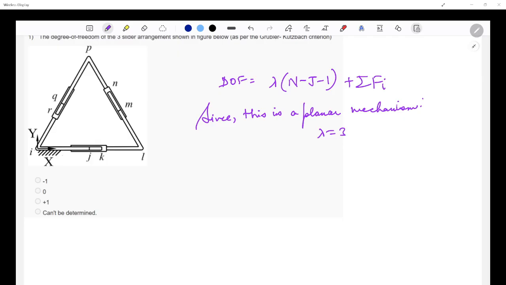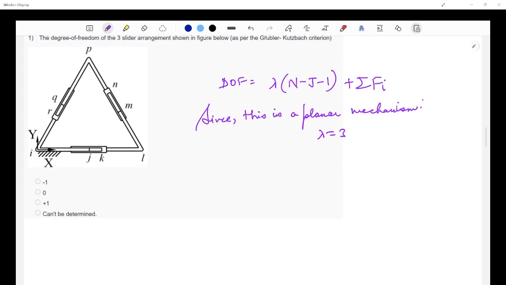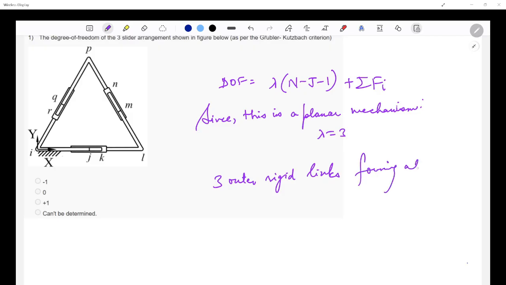Okay, now we'll count the links. So from the figure, how many links do we have? We have 3 outer rigid links forming a triangle. Okay. Then we have 3 slider blocks. Each slider is a separate link, right?